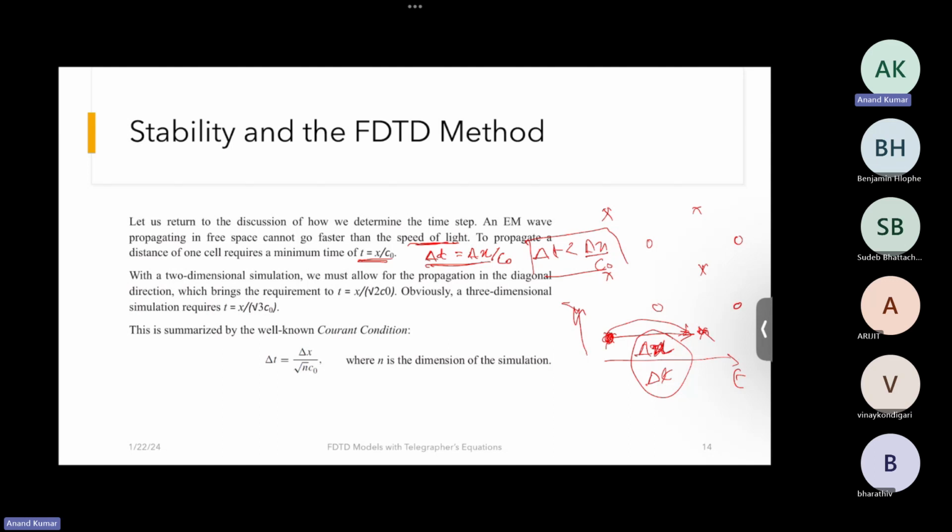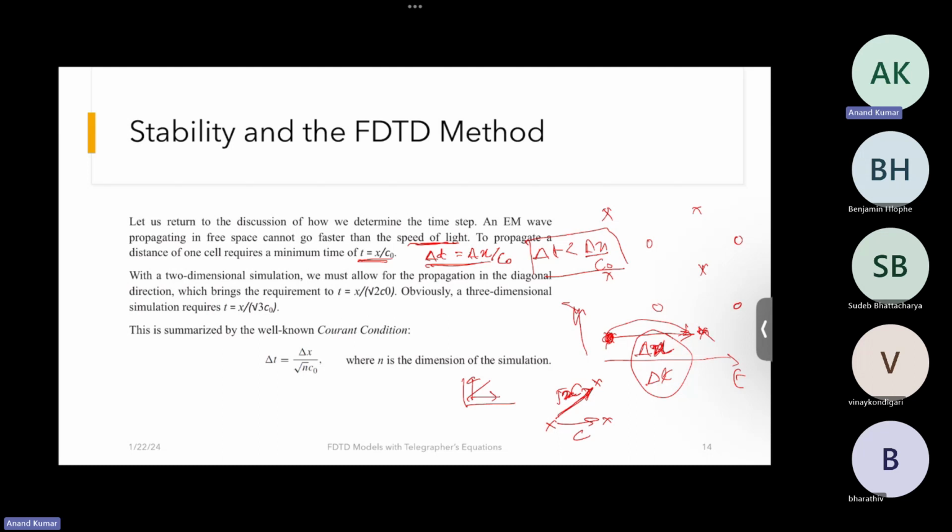But if it was a two-dimensional code, then the distance we have to travel from the first node to the next node could also be in this direction. We're also traveling diagonally. Since it is a 2D case and the wave could travel in all directions, the maximum distance that you have to travel would be diagonal. So if your velocity was c in this direction, the velocity in this direction should be root 2 c, so that you reach the node at the same time. In this case, this will modify to delta t equals delta x by root 2 c naught.